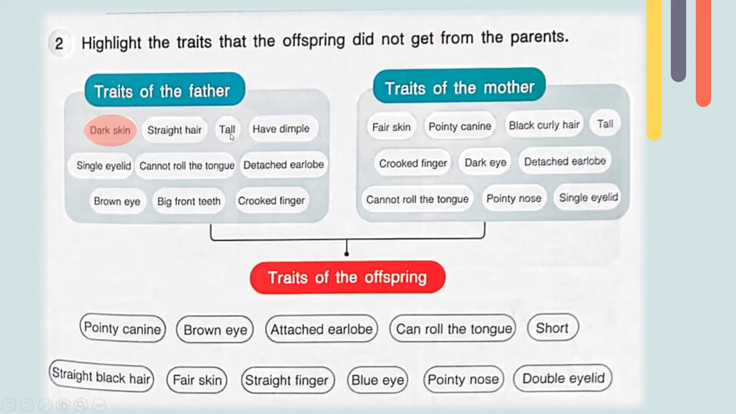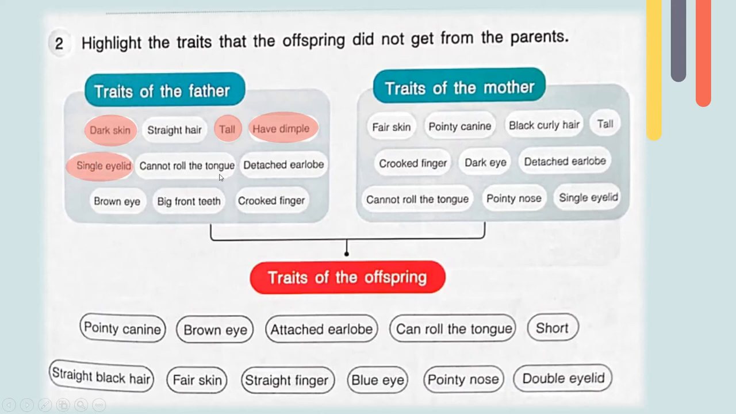Next, tall. Can you see tall here? There is no tall. It's only short. So you should highlight tall. What about have dimple? There's no dimple. Next, single eyelid. There's no single eyelid, but only double eyelid. So you should also highlight that one.